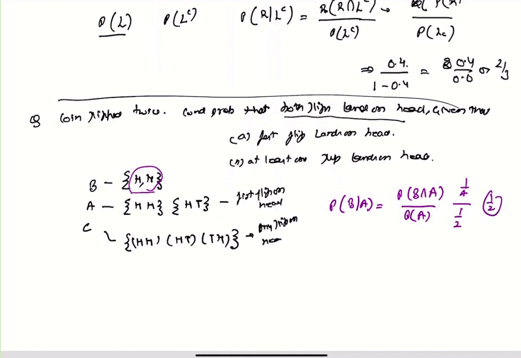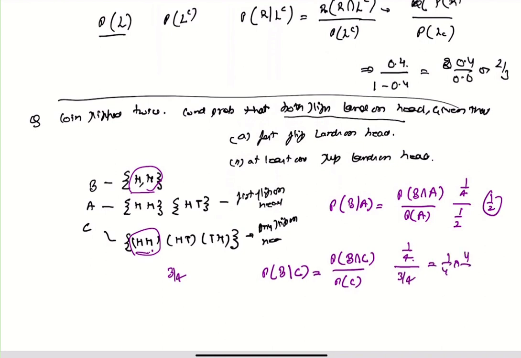But if we think of the probability of B given C, then you have the probability of B and C divided by the probability of C. Now the probability of B and C, since B is both, is going to be 1 by 4, but the probability of C now becomes 3 out of 4, so that is 1 by 4 times 4 by 3, so that is now 1 by 3.